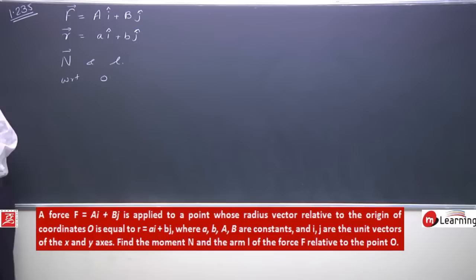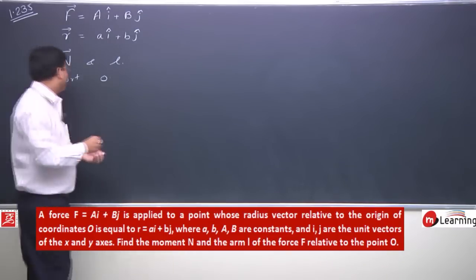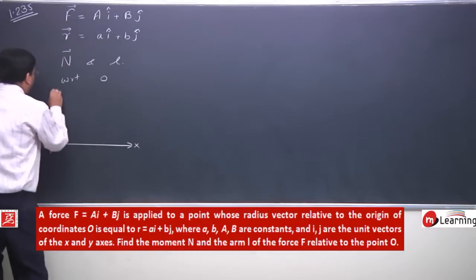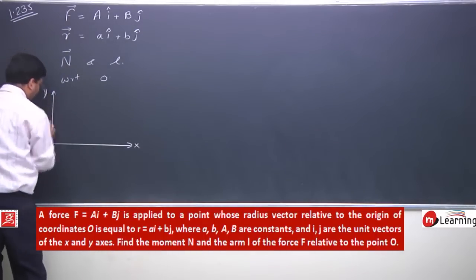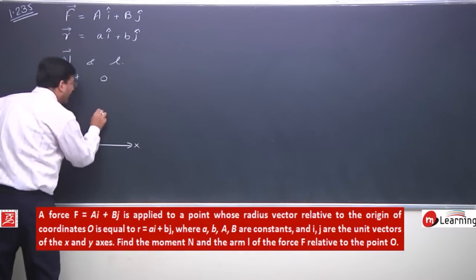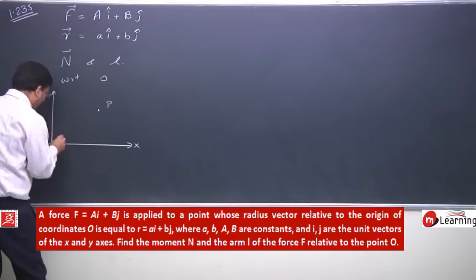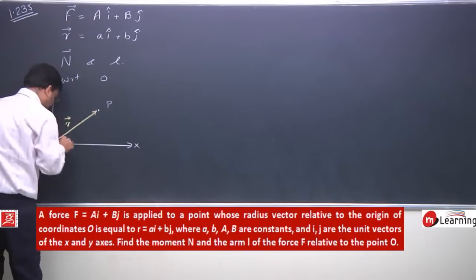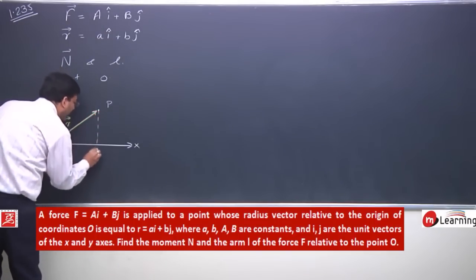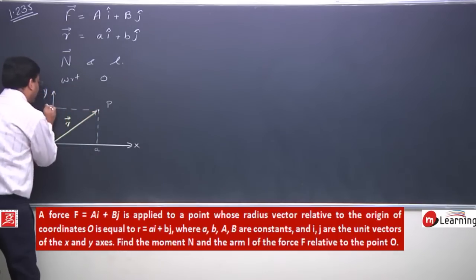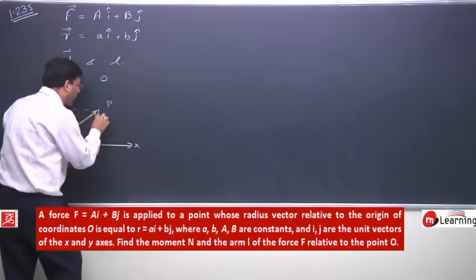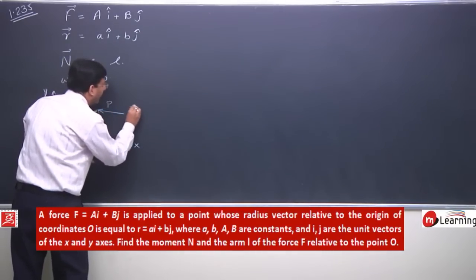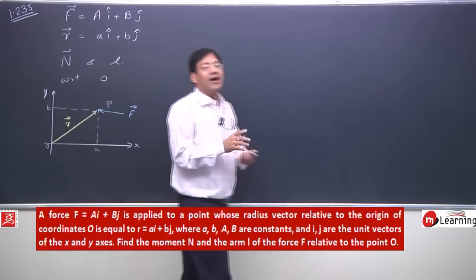Now, let's try to understand the problem. We have this coordinate axis xy, this origin O, this is some point P, and this is the radius vector of point P. This is A and this is B, and we have got some force F acting on it. Now, arm length.